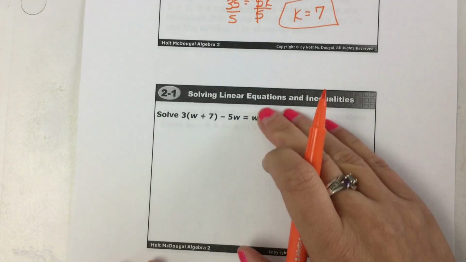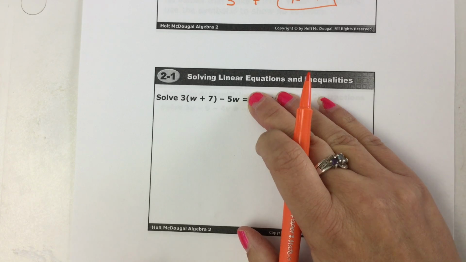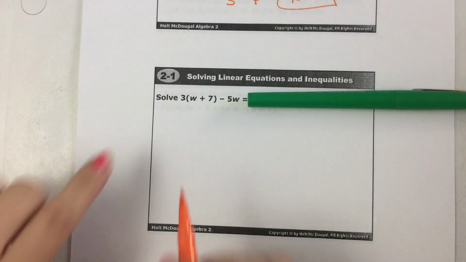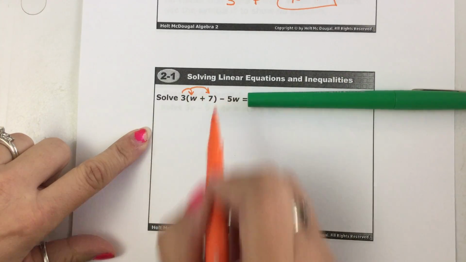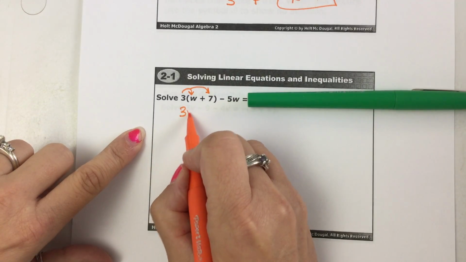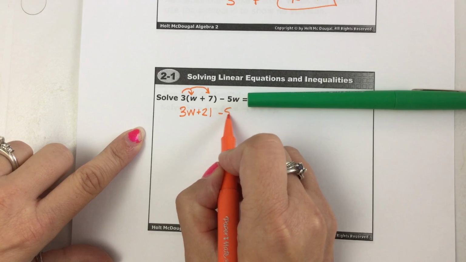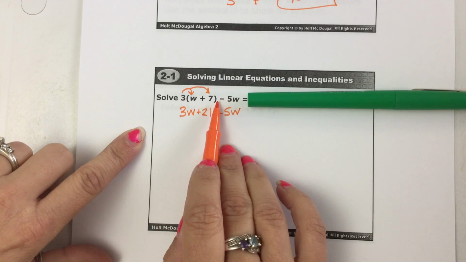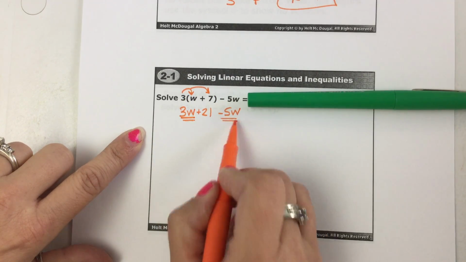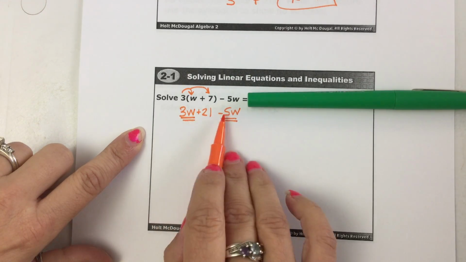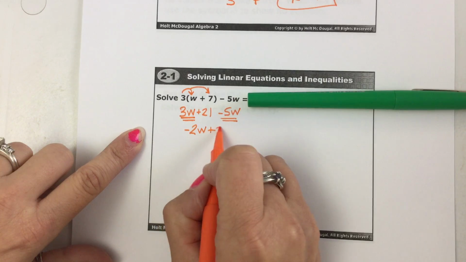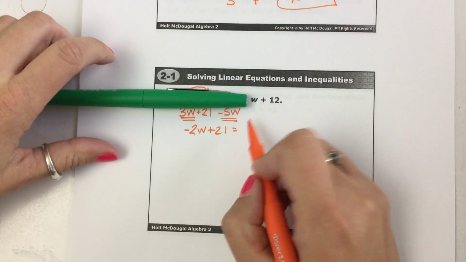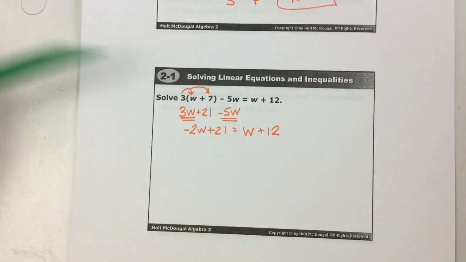Let's do it again. One side at a time. So I'm only looking here. I'm not going to look at the other side at all. Step 1, if you are simplifying, you always get rid of parentheses first. This is 3w plus 21 minus 5w. Remember, this does not change. The 3 only goes to whatever's in the parentheses. I can combine these two terms because they are like terms. 3w minus 5w is negative 2w plus 21. That side is simplified. Now look at the other side. No parentheses, no like terms, so w plus 12, that is simplified.